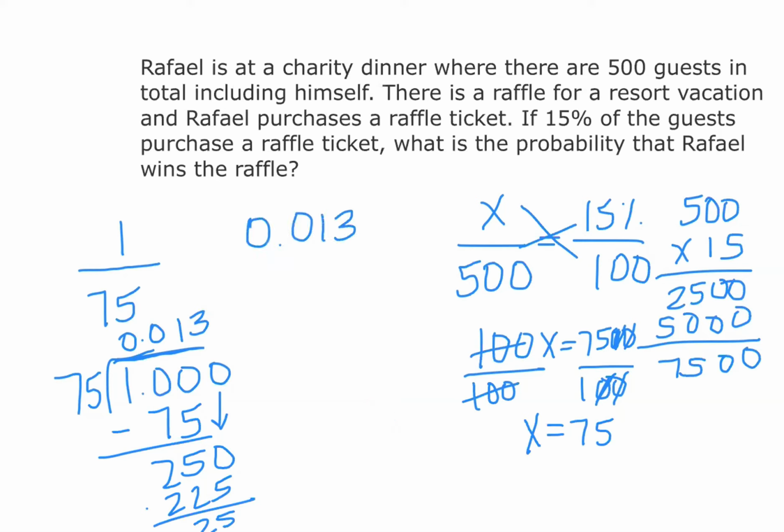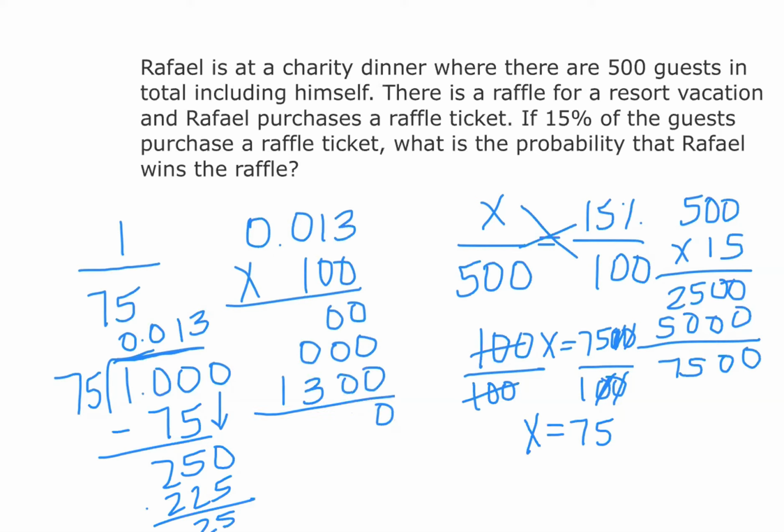So 0.013, I'm going to multiply that by 100. Placeholder 0, placeholder 0, 1 times 3, 3, 1 times 1, 1. There are 3 numbers behind the decimal point in my question, which means there are 3 numbers behind the decimal point in my answer, and that leaves me with 1.3%.